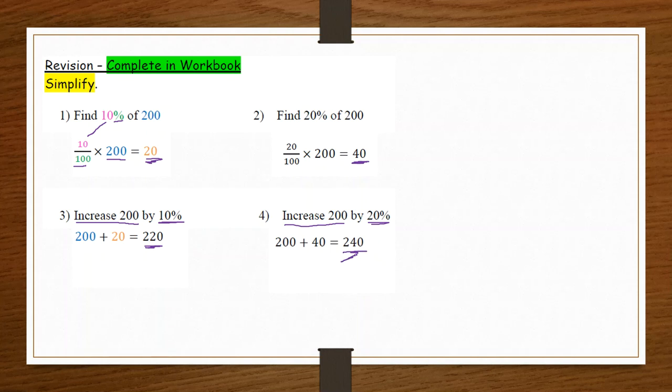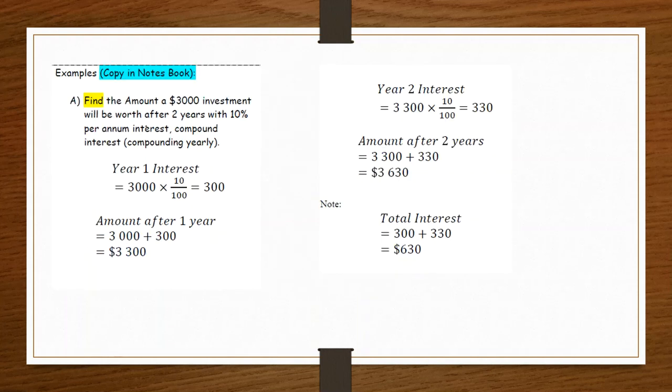The examples today are here. Find or calculate the amount a $3,000 investment will be worth after 2 years with 10% per annum interest. So per annum means per year. And it's compounding every year, compounding yearly.